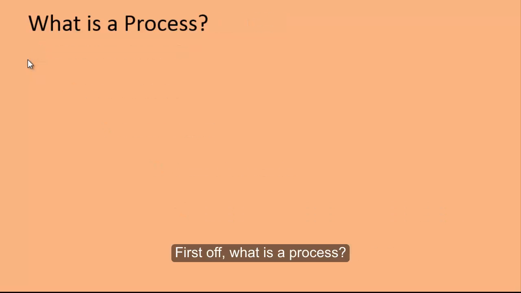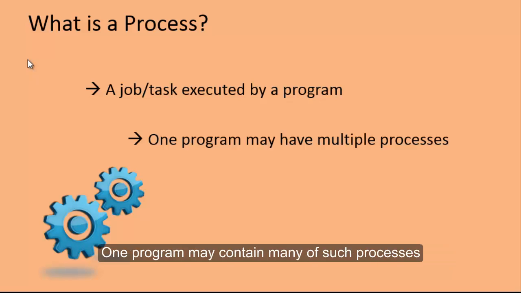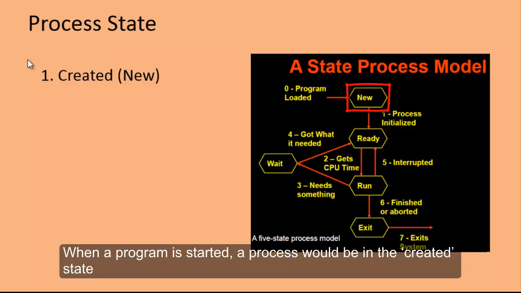First off, what is a process? It is defined as a job or a task that is executed by a program. One program may contain many of such processes. How do processes work? As a process runs, it will go through several states. When a program is started, a process will be in a created state.